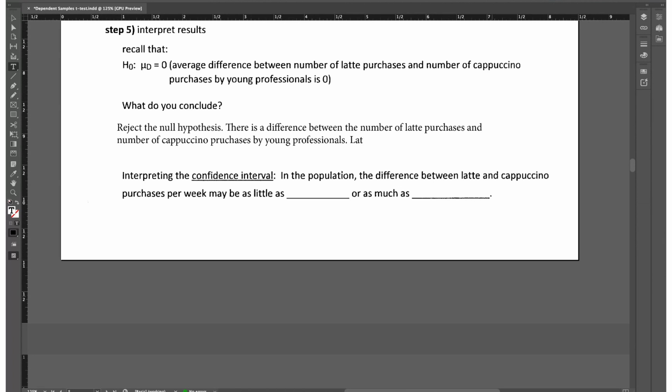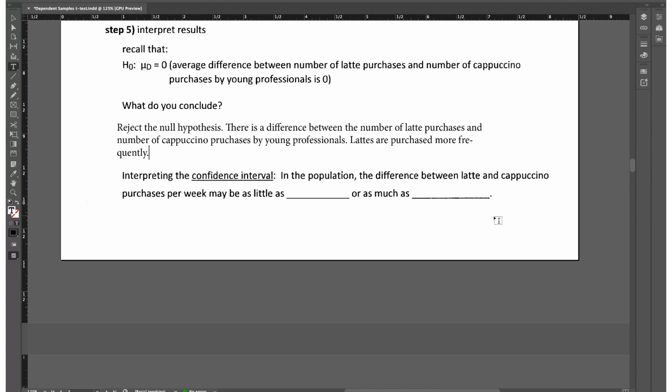And as I said a minute ago, we look at the means and see which one is purchased more often, and we said it was lattes. So lattes are purchased more frequently.